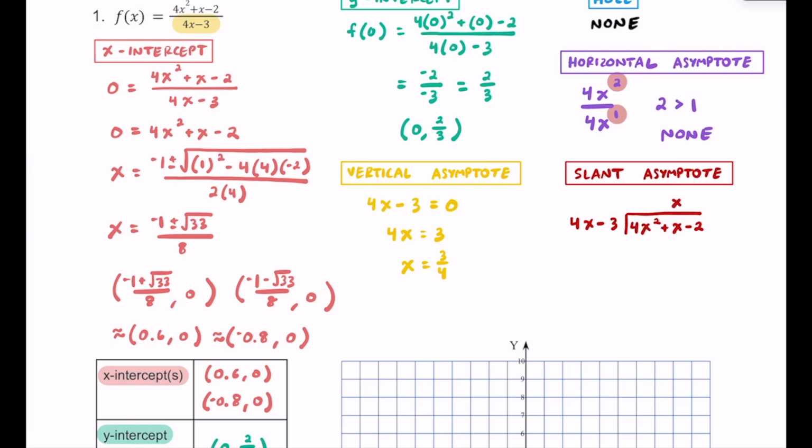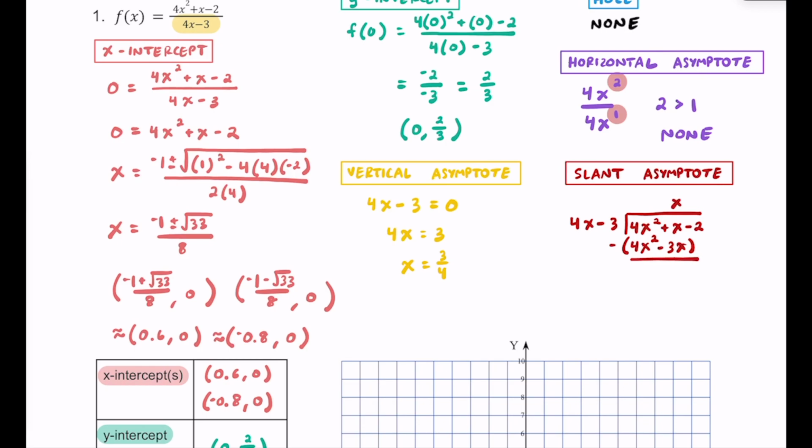So I'm going to go ahead and put an x over here. We take the x and we multiply and distribute it to this 4x and then minus 3. First, we're going to get this 4x squared, and then negative 3 times x is going to be negative 3x. All right, let's go ahead and give those a hug and then subtract, see what our remainder is going to be here.